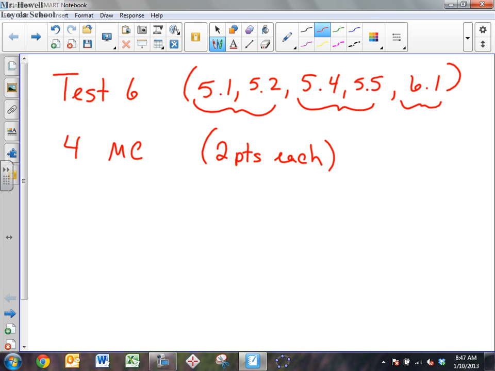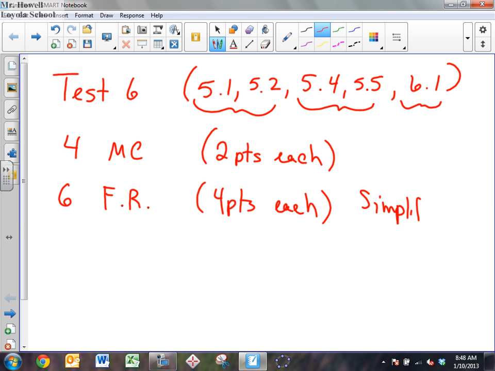Then you're going to have 6 free response questions, and those are going to be simplification problems. So you're given a rational function or something with exponents, and you just need to simplify it. Okay? And those are going to be worth 4 points each. Free response, sorry. And these, again, are going to be simplification problems. If you look in your homeworks and all of our notes, you'll see we have a lot of those, where you're simplifying a rational function or some sort of expression.